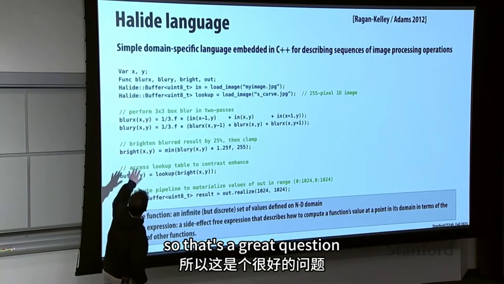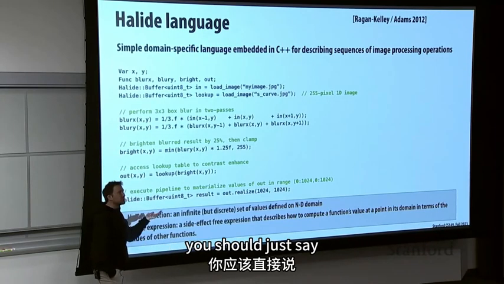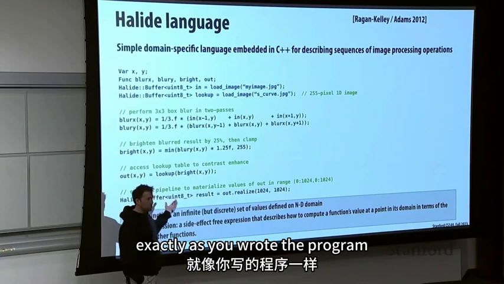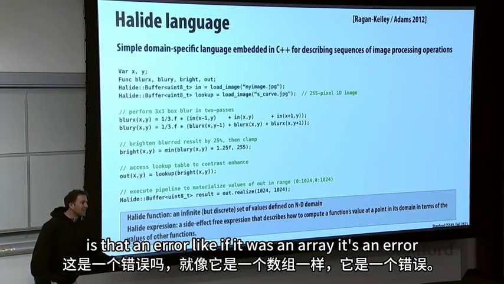That's correct. So that's a great question. I'd like to not really deal with it. You should just say you should look up at n negative 1, exactly as you wrote the program. So the real question you're asking is, what is n negative 1? Is that an error? Like if it was an array, it's an error.